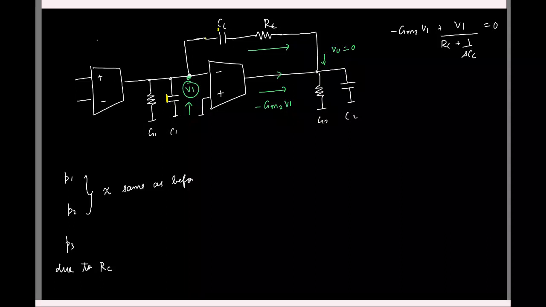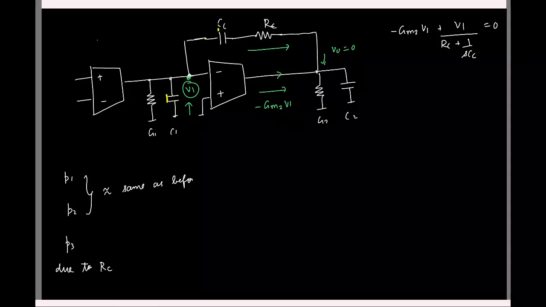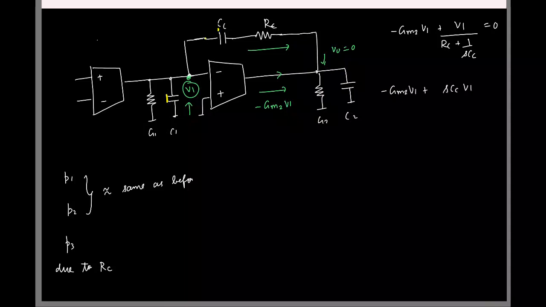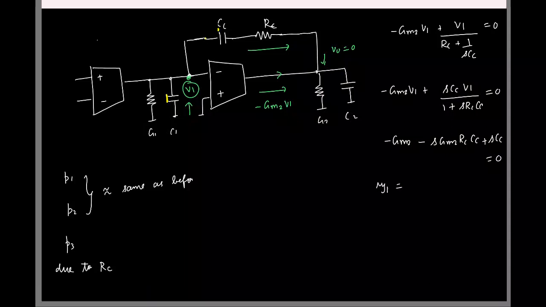Now we have the feed forward path because we don't have the buffer. But let's see what will happen to the 0 now. So let's quickly work it out. What I'll have is minus GM2 V1 plus SCC V1 by, to be 0. So this is minus GM2 plus S times minus GM2 RC CC plus SCC. Okay, so the 0 will now be at what?